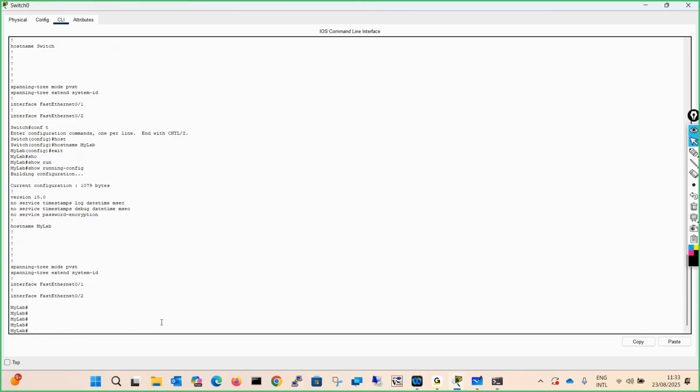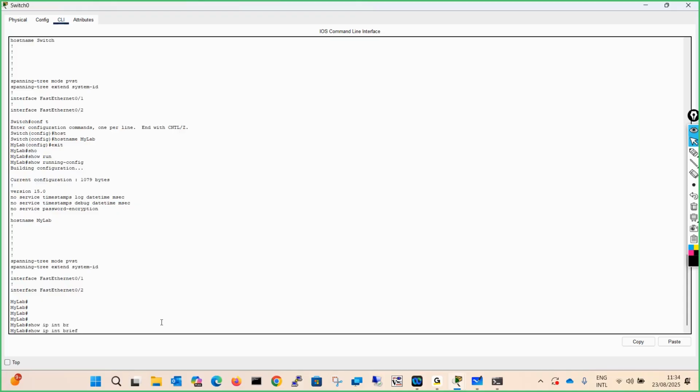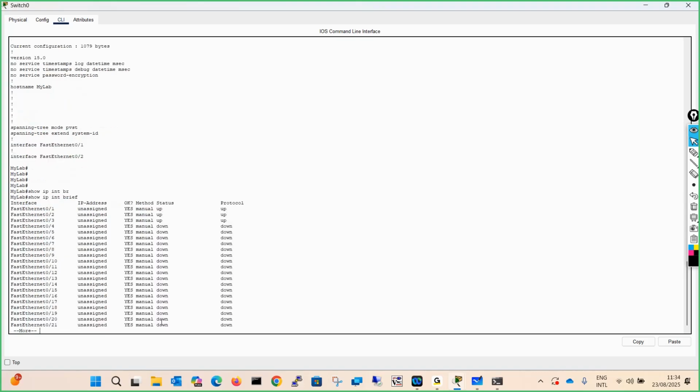Now, if you want to enter interface configuration mode, first you have to go to configuration mode. One more thing, you can check the interface details also. So what is the command to check the interface details? Show, you can say sh, or I will type show ip interface brief, or type br and tab, it will take the full word. Show ip interface brief, and it will give you the interface details.